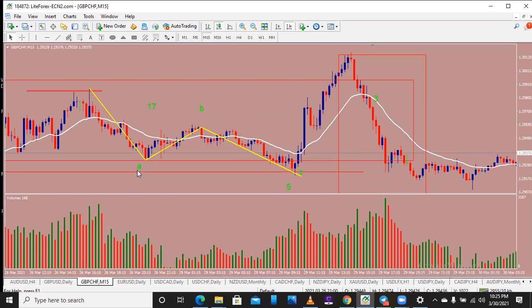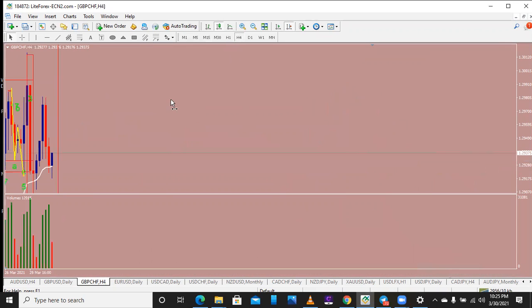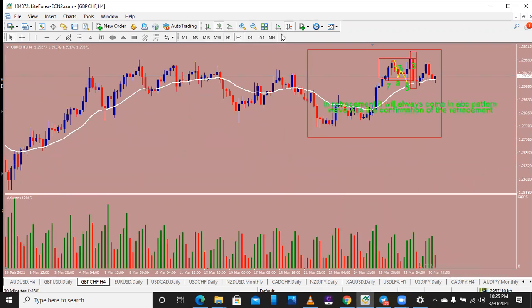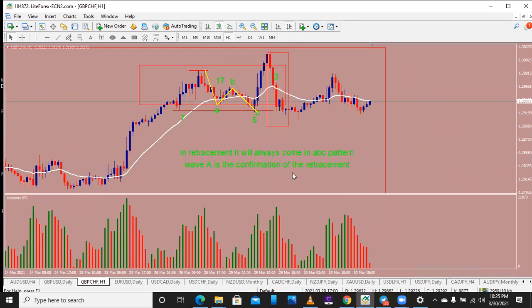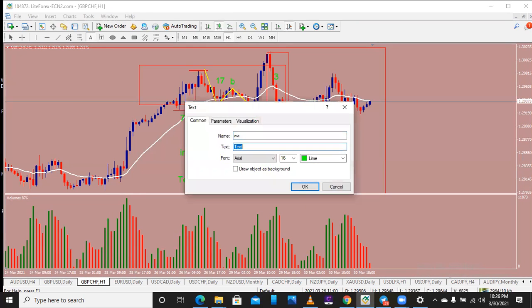So that is what I'm trying to say. The retracement will always come in A, B, C. And what is A? Wave A is the confirmation of the retracement. That means it is wave A that will confirm the trend, telling you that, okay, I want to retrace. Now, wave B is the pullback of wave A. Wave B will always be the pullback of wave A.